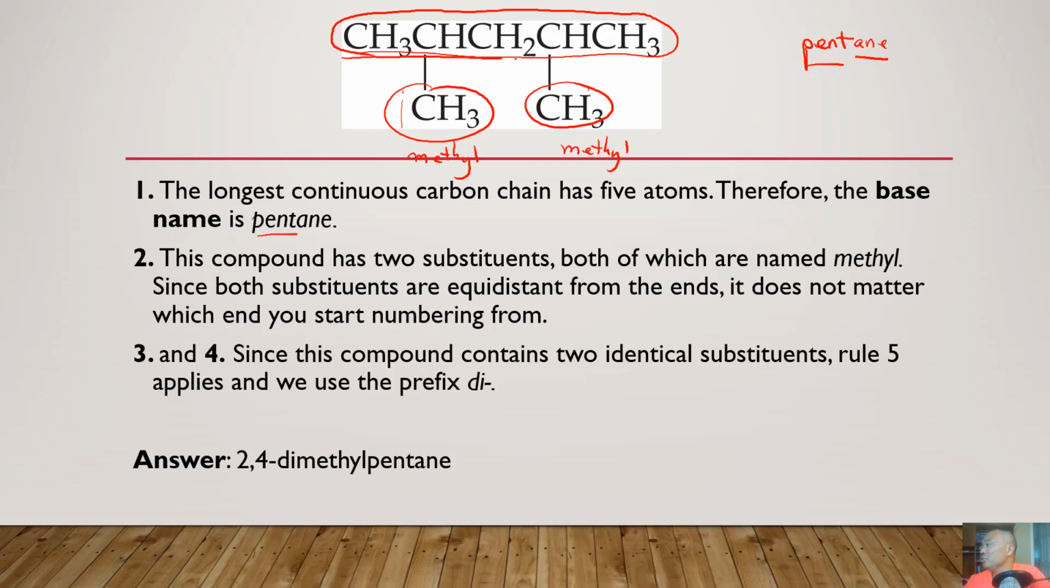So here's the main chain. We need to number the main chain. We have 2 different ways to do it. You can start from one end or the other. For example, if you start from this end, it's 1, 2, 3, 4, 5. So you will notice this methyl is attached to carbon 2, and the other methyl group is attached to carbon 4. For this reason, we write down the position number over here, so it becomes 2, 4. You have 2 different methyl groups. It becomes dimethylpentane.